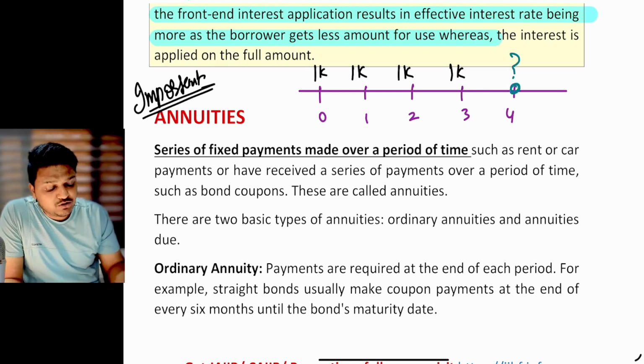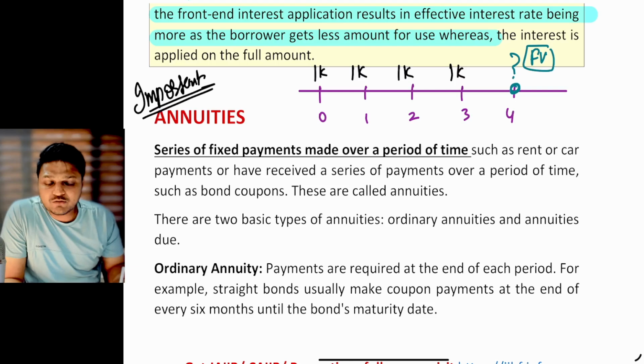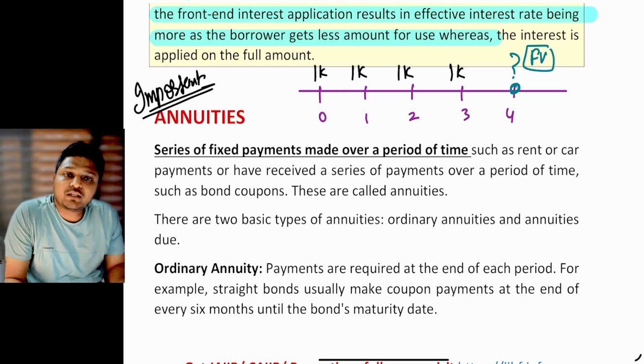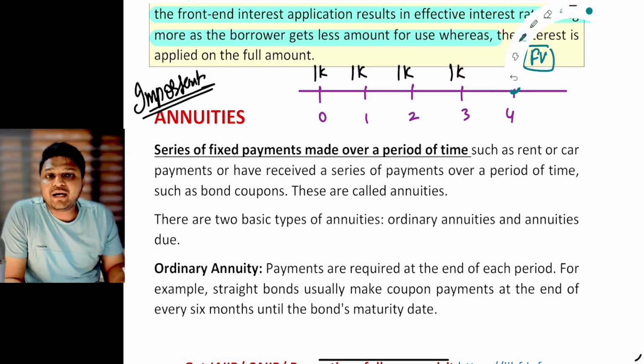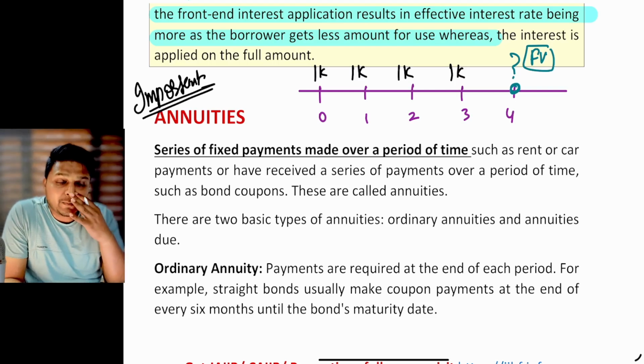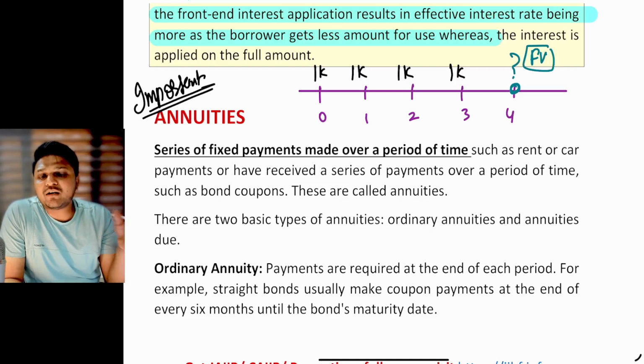So this is the future value, because this value is going to be there in the future. That is a future value, right? And why can't we apply the compounding interest formula over here? Because we are adding a particular amount each and every year. That's why we cannot apply the compounding interest formula.